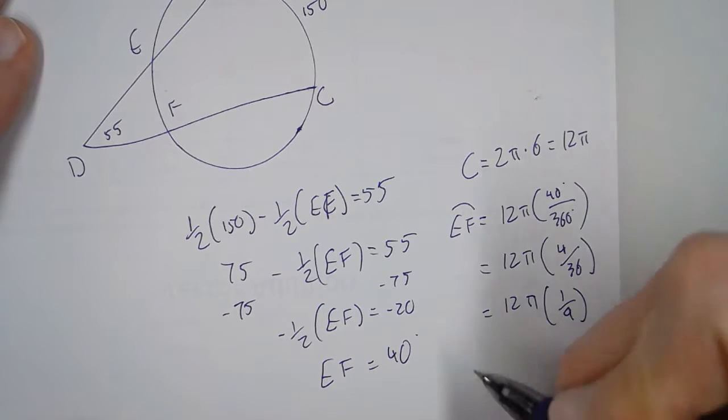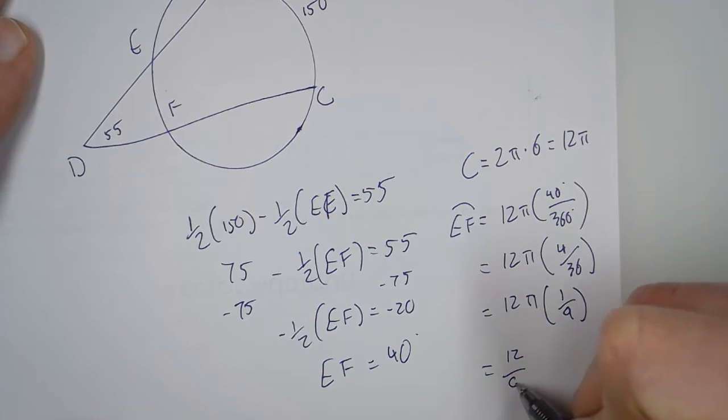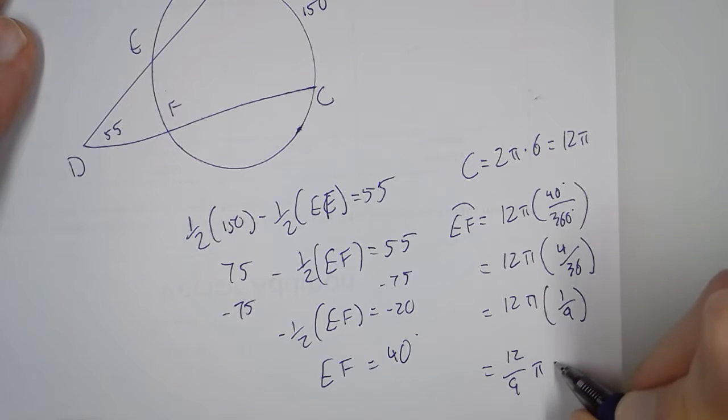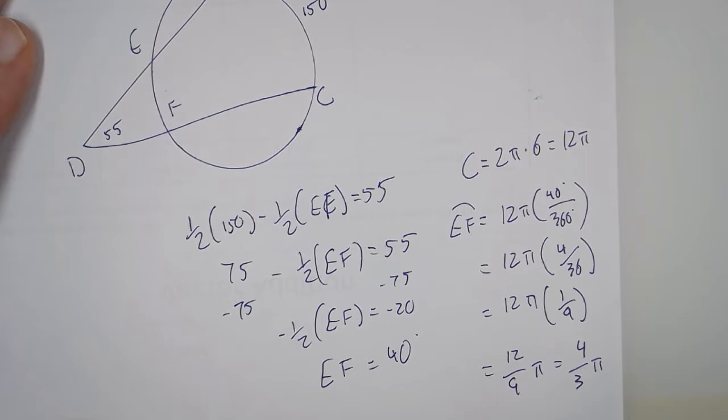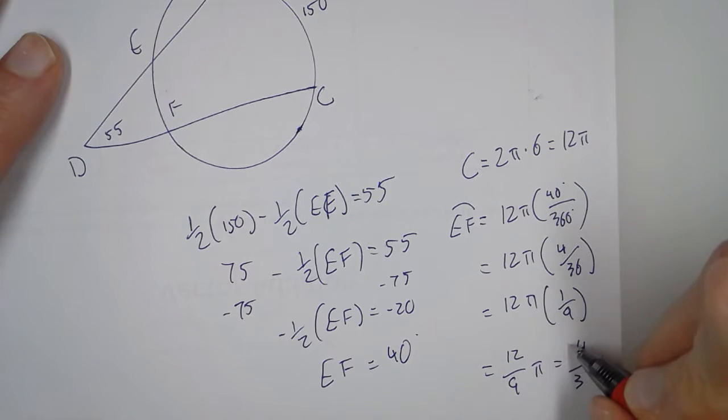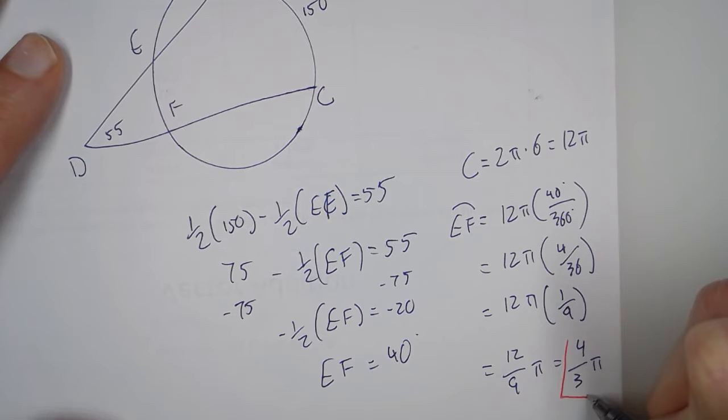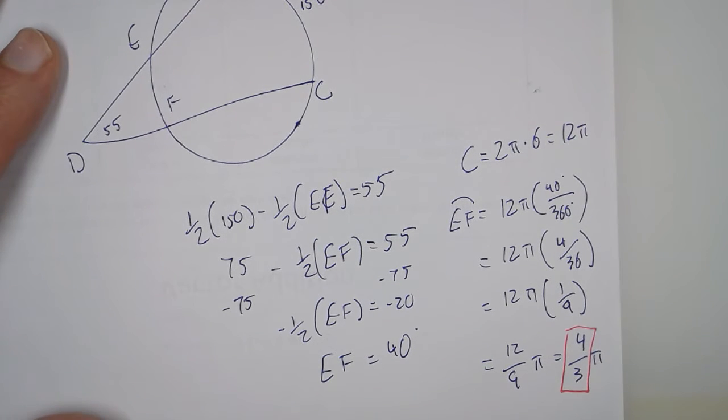So 1/9 times 12 is 12/9 pi, but we can take a 3 out, so that means we have 4/3 pi. That is the length of EF, and so the value of k that we want for this problem is 4/3. There's our answer, and we're done.